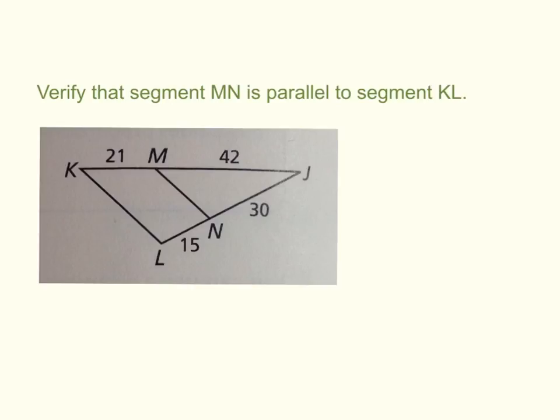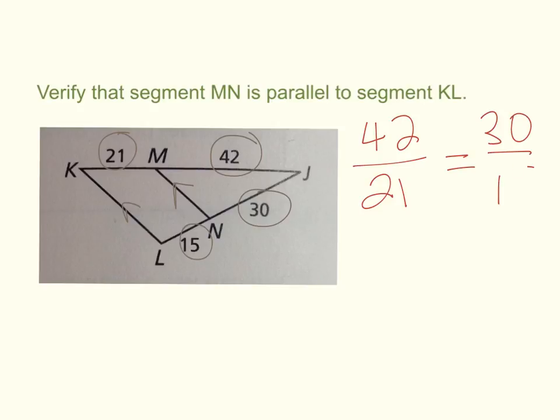It wants us to verify that MN is parallel to KL. Now we're going to do that by showing that our proportions of our sides are equal. So let's set that up. I have 42 over 21, the proportion set up with this side, equals 30 over 15. Now if this proportion is true, then I can say that MN is parallel to KL. So let's see if we can check it. 42 over 21 reduces to 2. 30 over 15 reduces to 2. That's a true statement, so we can in fact say MN is parallel to KL.